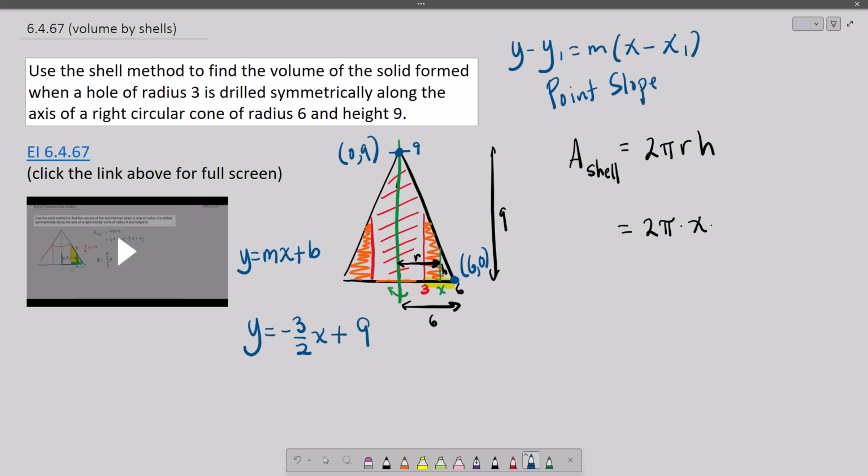Does everybody see the slope is negative 3 halves? Because you're going down 9 over 6, so that's 3 over 2. Okay, that is our height. Negative 3 halves.